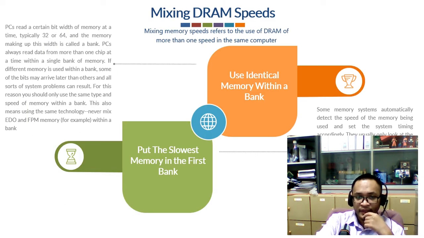So these are the rules to meet DRAM speed. First, you have to put the slowest memory in the first bank. So if you have two RAMs with different speeds, you must choose the slowest one and put it in the first bank. Why? Because the system memory will usually use the speed of the RAM in the first module. And second, you must use identical memory within your bank. So if you're using DDR4, you must use another DDR4. You cannot mix DDR3 and DDR4 and so on.